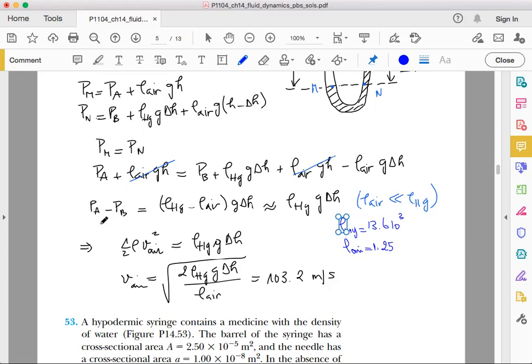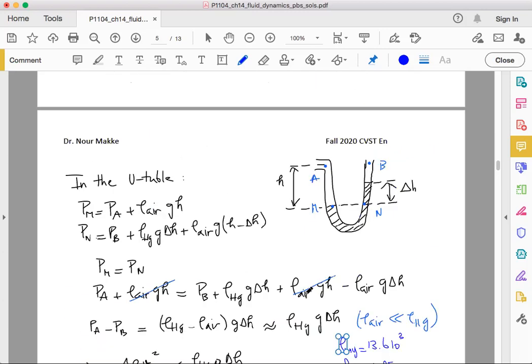That's why the difference in the pressure, we just wrote it as equal to rho of the mercury times g times delta H. We put its value back in the Bernoulli equation. And so we end up with V air equal to the square root of 2 rho of the mercury times g times delta H divided by rho of the air. And so you end up with the value 103 meters per second. So this is it for the pitot tube.